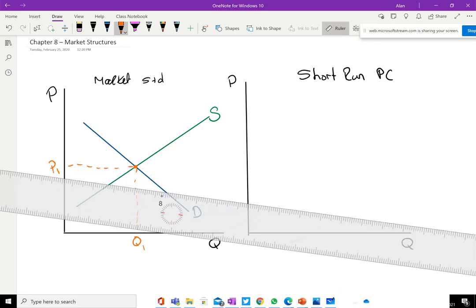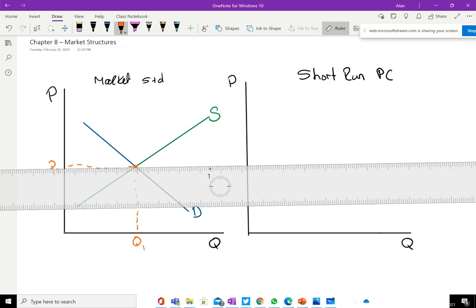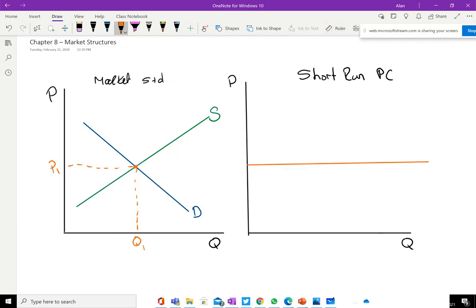So because there's a market price, when we're doing our firm's short run demand curve, we have a price. We have a market price. Get rid of that ruler there. And as we know, this is our demand curve. This is also our average revenue curve. This is also our price curve, and it's also our marginal revenue curve, because every additional unit that we sell, we get the same amount of money from it.